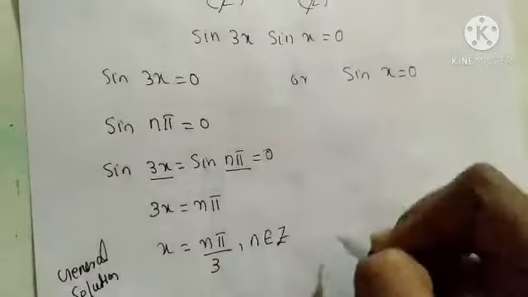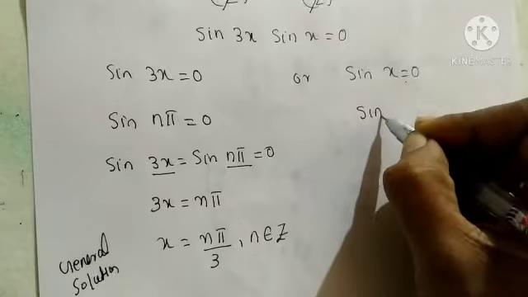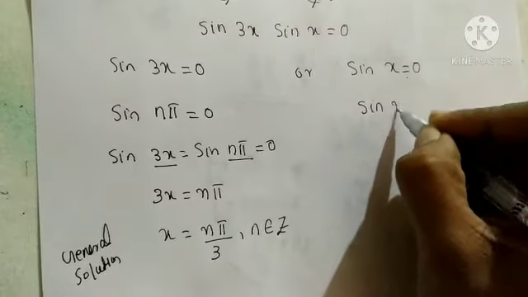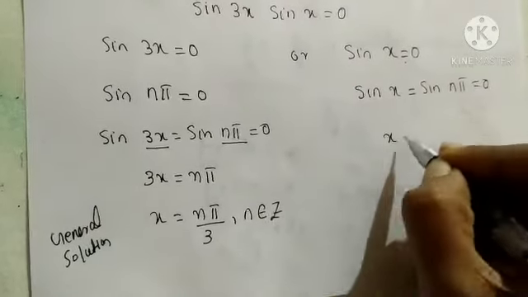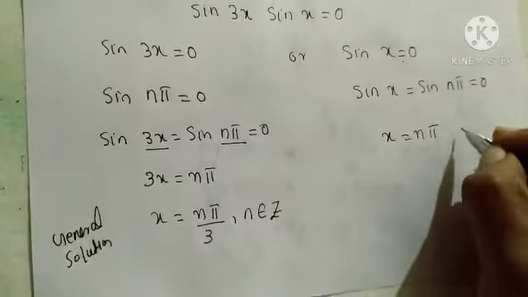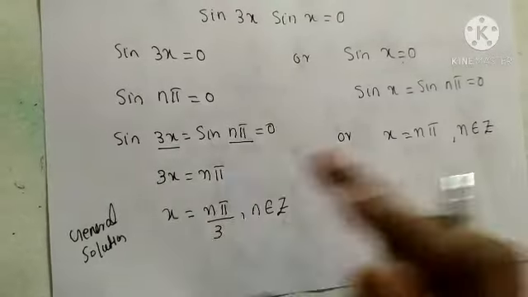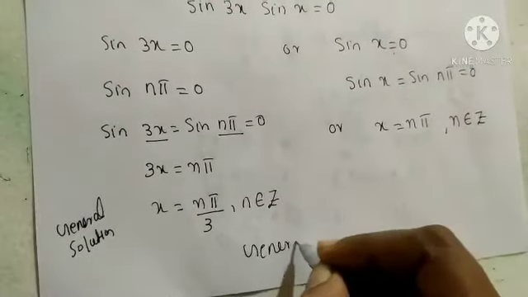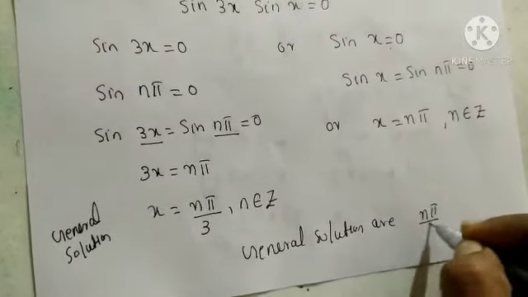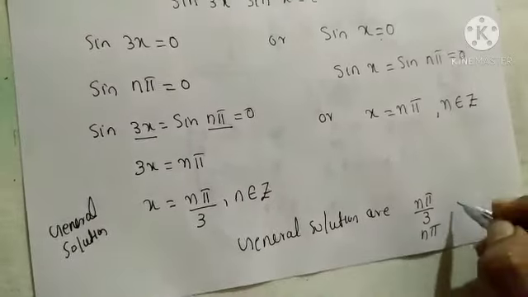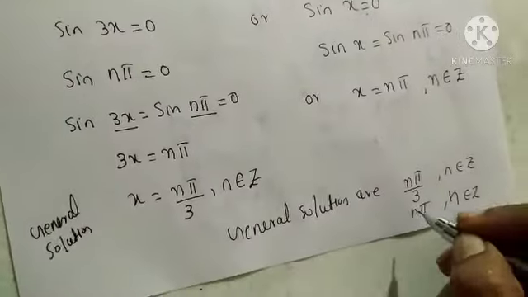Okay. So here sin x equal to 0, right? So here also we can write sin x is equal to sin n pi equal to 0. So here we get x equal to n pi, right? So this n is always an element of Z. So here we get two general solutions: n pi by 3 and n pi. Note that here n is an element of Z. Okay.